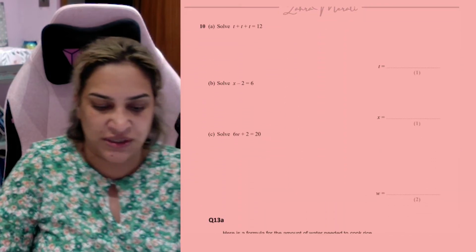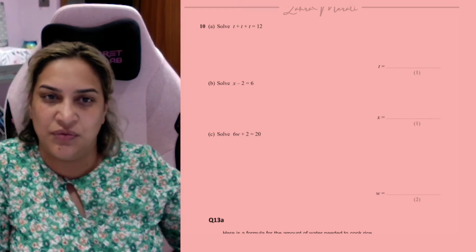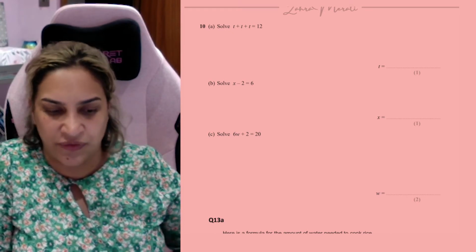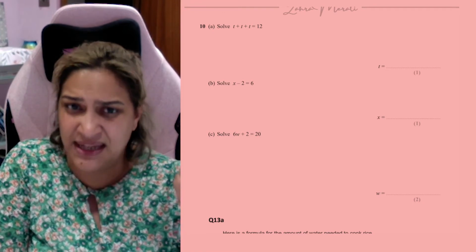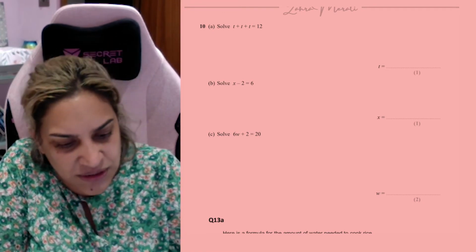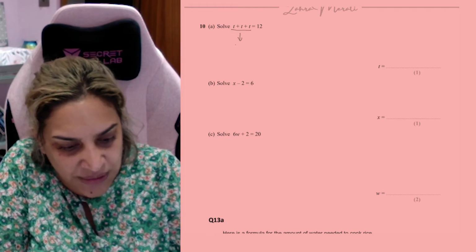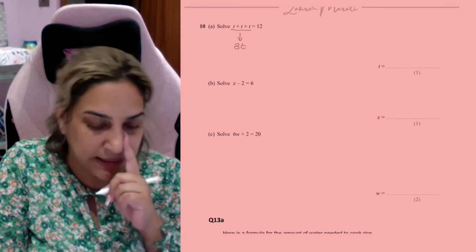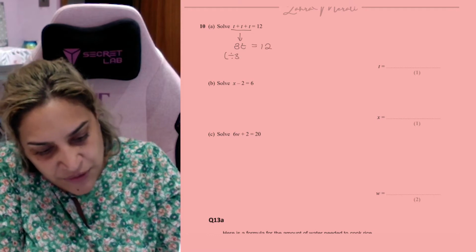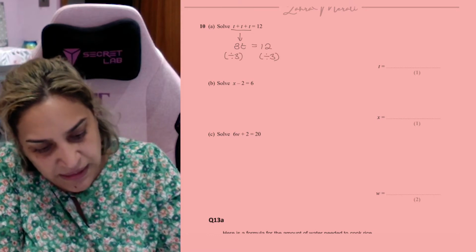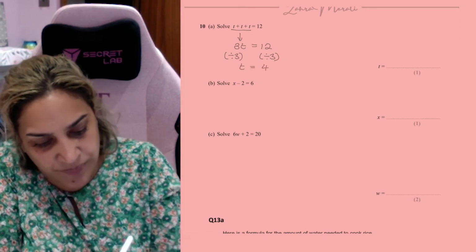Right, question 10. We've got some equations to solve. So let's see, how many t's have we got? We've got t plus t plus t. So all together here, we've got 3t, haven't we? And that equals 12. So we're going to divide by 3 on both sides, and we'll get t equals 4.